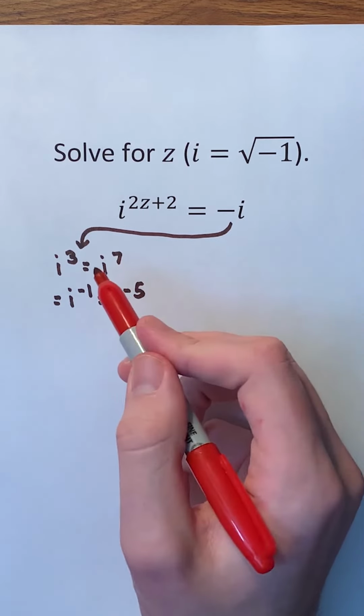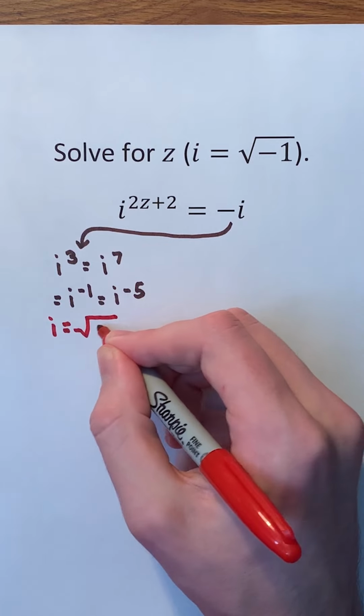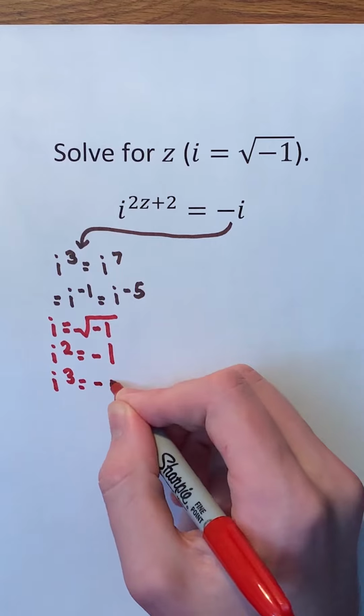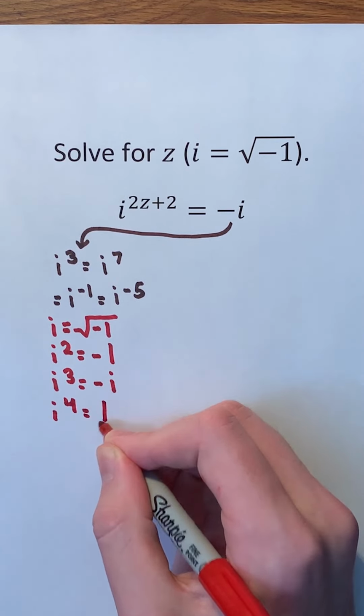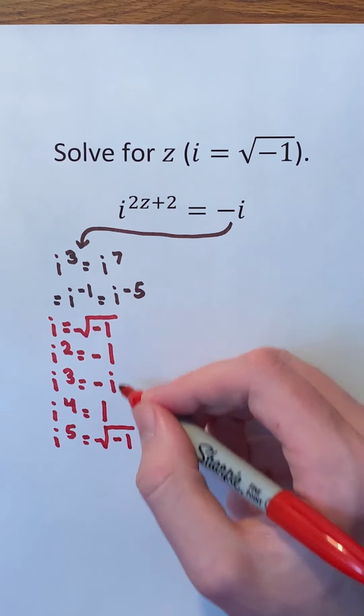The reason that this is possible is because you have to remember that i, like I said earlier, is equal to the square root of -1, i squared is equal to -1, i cubed is equal to -i, i to the 4th power is equal to 1, and then i to the 5th power is equal to the square root of -1. The pattern continues on.